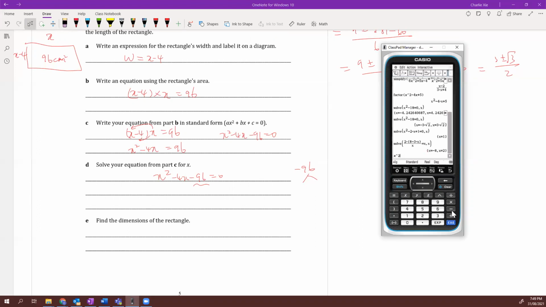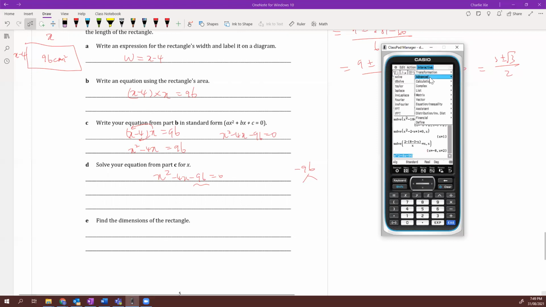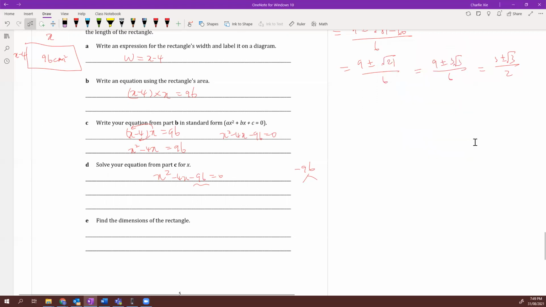x squared minus 4x minus 96. Highlighted, interactive, advanced transformation, factor. Okay, 8 and negative 12. So you can get your answer from your calculator and write it down, 8 and negative 12. So this is x plus 8 times x minus 12 equals 0. That's like a shortcut. You get your answer from your calculator first, and then you come back to the question. So x equals negative 8 or x equals 12.